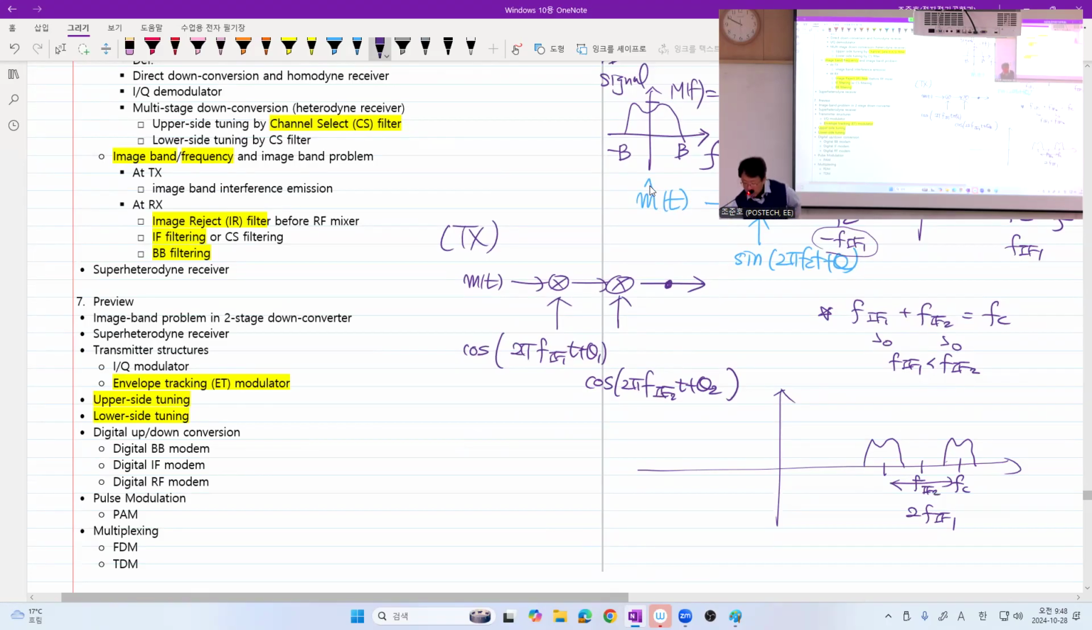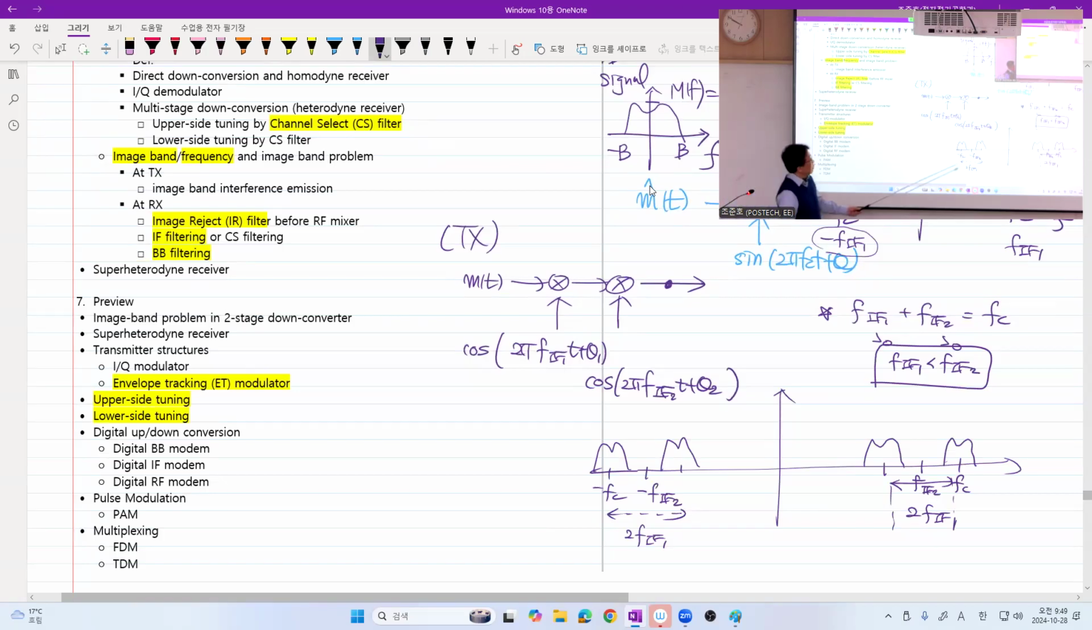And also, we have what? Here. Just a second. 2 times. Yeah. This is 2 times FIF1. So again, you have 2FIF1 and here negative FIF2. So we assume the frequency of the second local oscillator output is much higher.